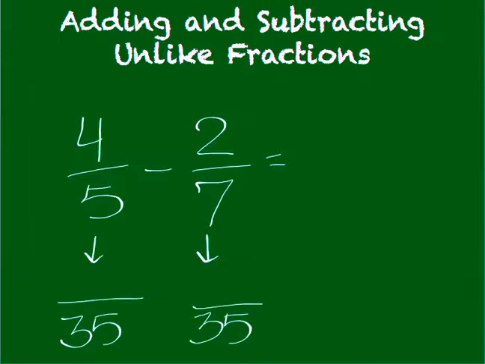And again, if you aren't able to see that right away, then what you can do is on the side, you can list your multiples of 5.